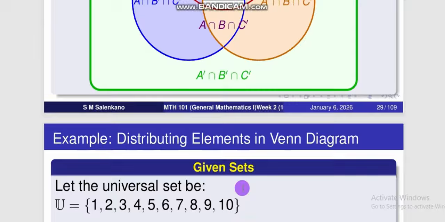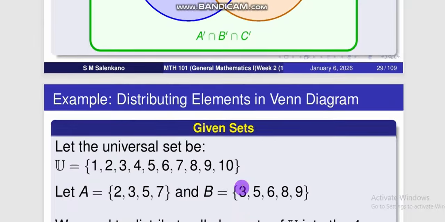Okay, now we are going to give examples here. Now our example is on distributing elements in the Venn diagram. Here are the given sets. Let the universal set be a set of numbers from 1 to 10. We have 1 2 3 4 5 6 7 8 9 10.